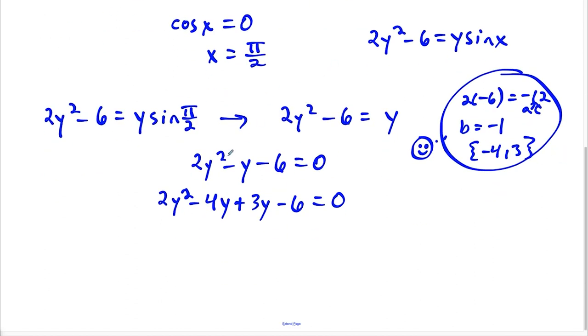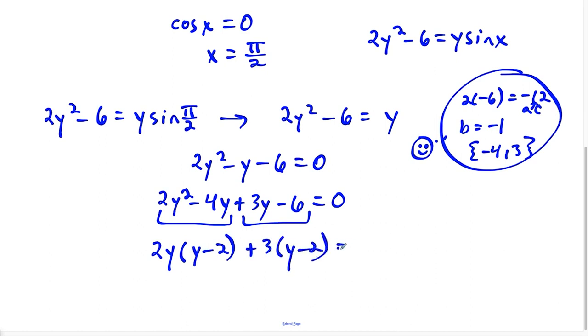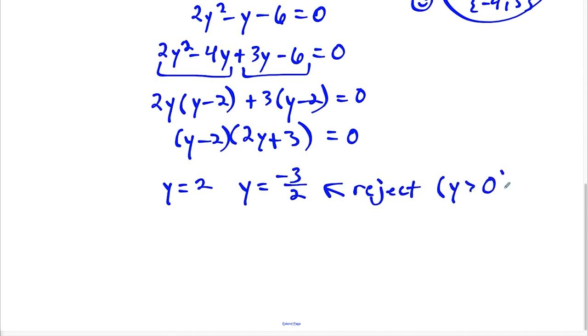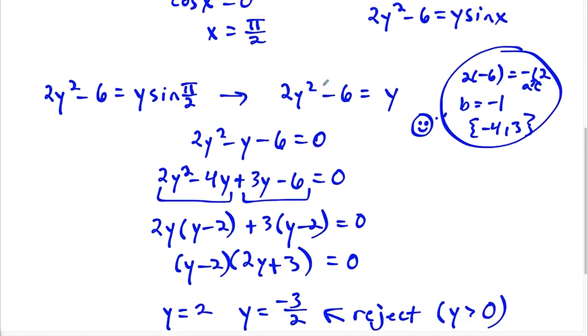So we factor this a little bit more. We're going to factor the first two terms and the last two terms. We get 2y times y minus 2, and then the greatest common factor here is 3. We're left with y minus 2, and notice we have matching factors. So we get y minus 2 times 2y plus 3 is equal to 0, which tells us that we have two roots. We have y equals 2, and we have y equals negative 3 over 2. But this one we reject because before we said y is going to be greater than 0. So then we just write out our final answer here. We had an x value of pi over 2.